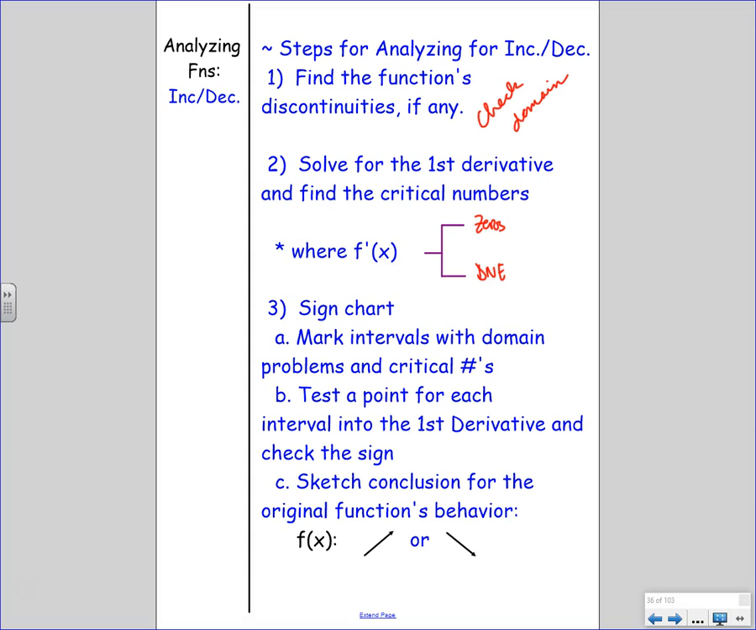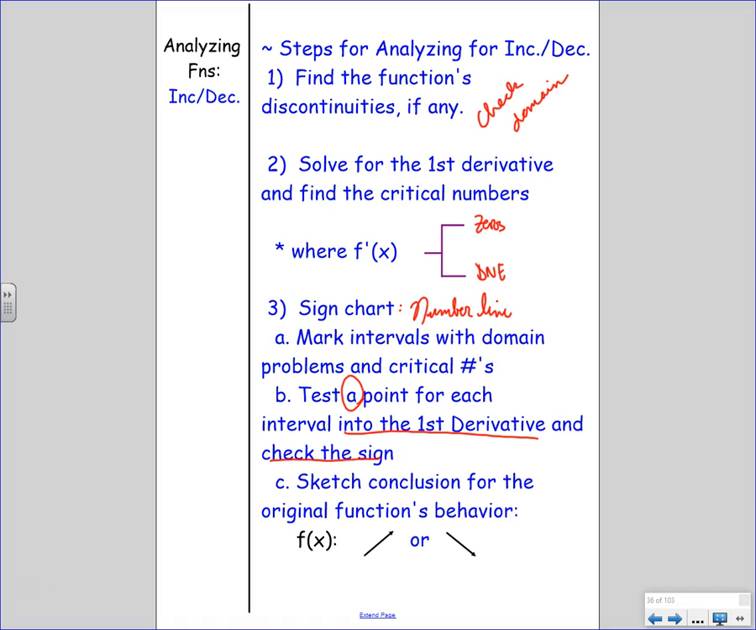And this third one, the sign chart, just think number line. It's a snazzy number line, where you put down the numbers that you found from steps 1 and 2. Put down any discontinuities, put down any critical numbers. Test a point for each interval into the first derivative, checking the sign. We only need to check one.